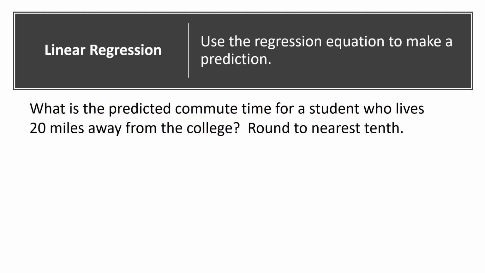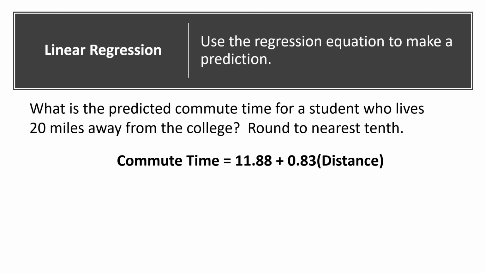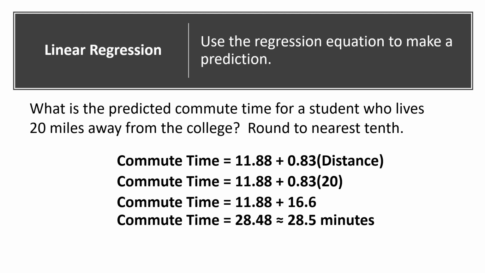To use this equation to make a prediction, what is the commute time for a student who lives 20 miles away from the college, rounded to the nearest tenth? We're given that distance is 20 miles, so we take our equation, we substitute 20 in for distance, we multiply the slope by 20, and then we add the y-intercept, and we get a commute time of 28.48, and if we round it to the nearest tenth, this turns out to be 28.5 minutes. So a student who lives 20 miles away, this model is predicting a commute time of 28.5 minutes.